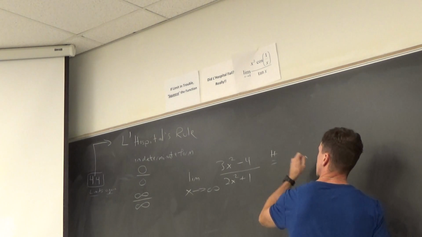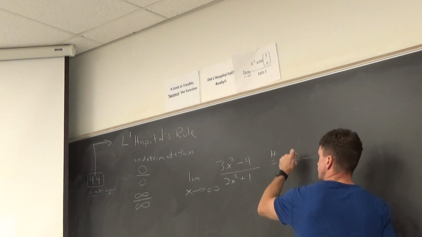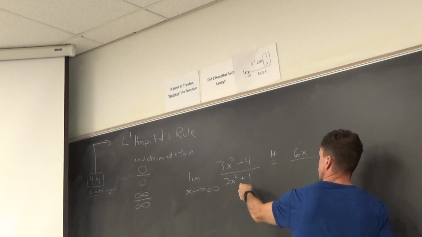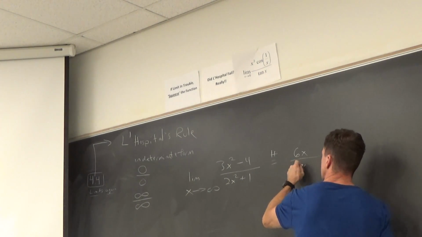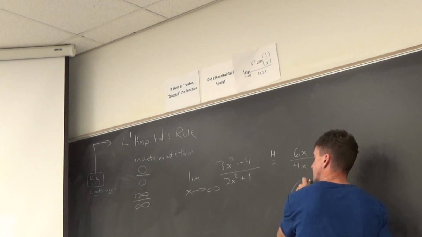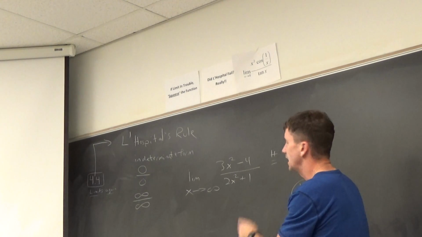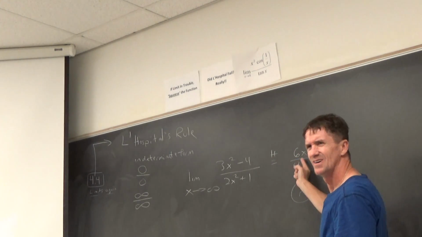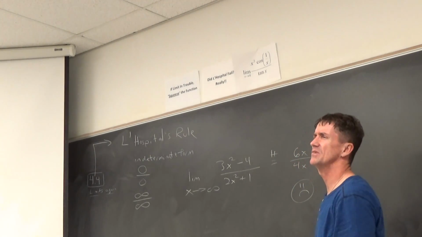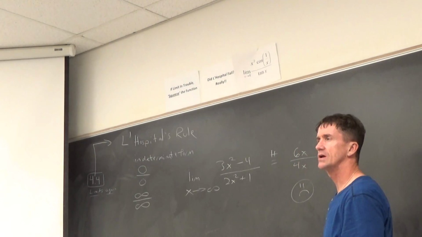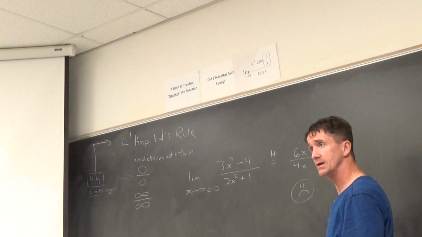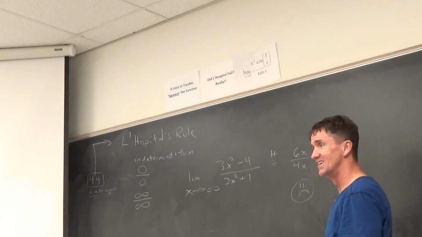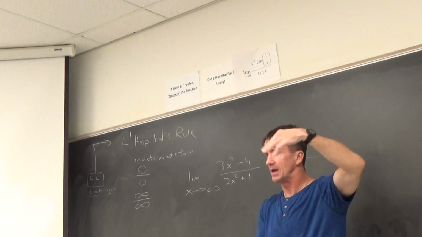So what can I do? L'Hopital. Let's do it: the derivative of 3x squared is 6x, over 4x. Now I go back to plug in infinity, and I'm getting 6 times infinity over 4 times infinity, infinity over infinity again. Can I apply L'Hopital again? Yeah! You can keep going with L'Hopital if you keep getting indeterminate forms.